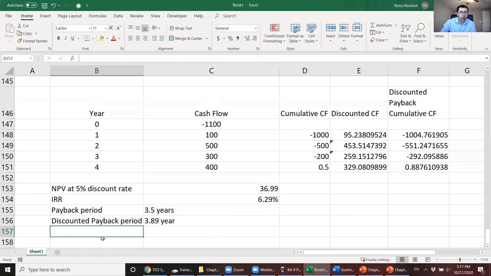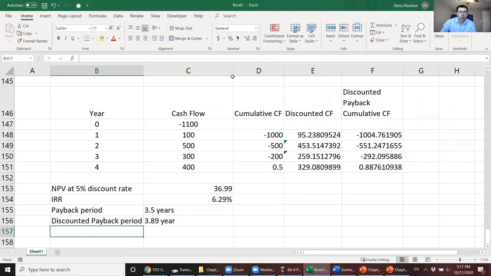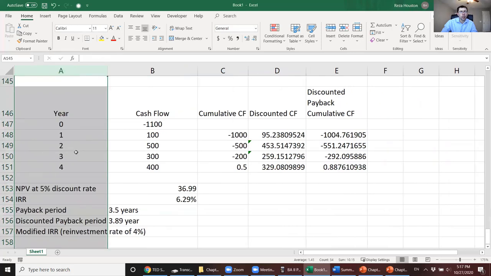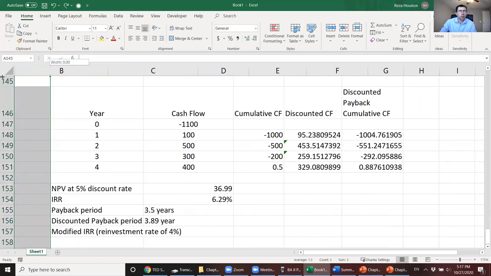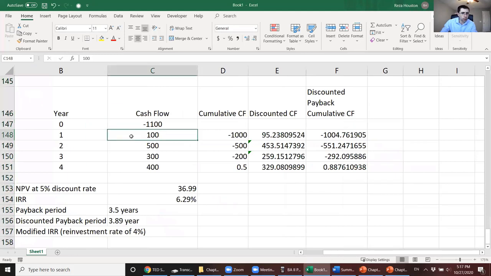So that's that. The final method that we discussed was the modified IRR. And what we do with this is we need to identify a reinvestment rate. So here I'll say the reinvestment rate is 4%. The reason this is important is because what this reinvestment rate means is that once we receive this $100 cash flow and this $500 cash flow and this $300 cash flow, we're reinvesting that in some asset that earns 4% interest.